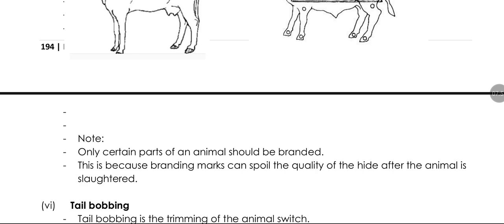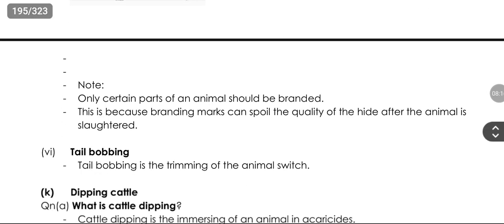I've been saying that the branding marks can spoil the quality of the hide, so we don't hold a big iron, because then the skin may be damaged, so you get like a small iron piece which you can easily see. So that is the thing that you put on the animal's skin, so that you can easily identify it.